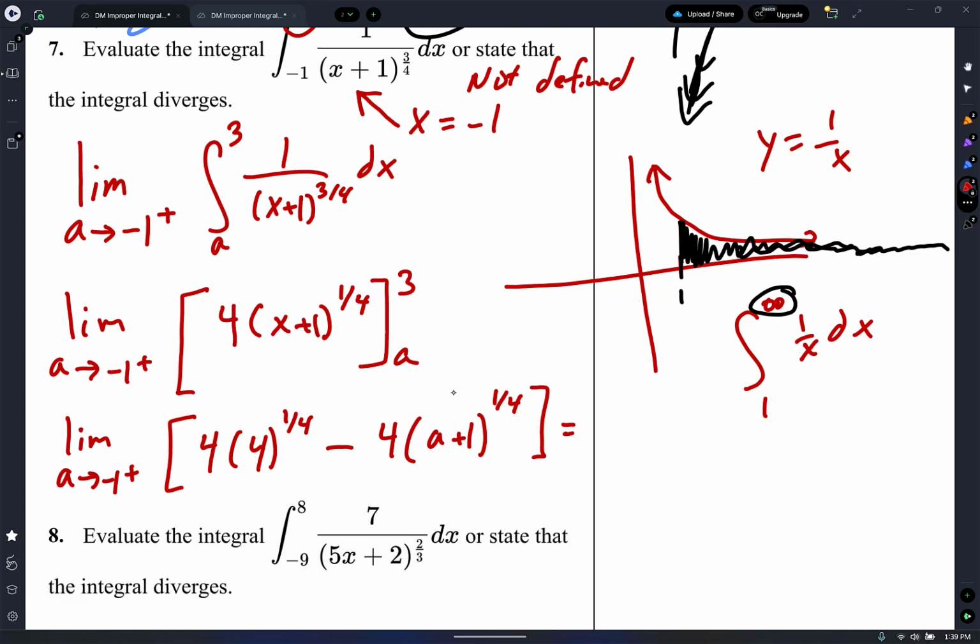Okay. As a approaches -1, I can just do direct substitution now. What's -1 plus 1? 0. 0 to the 1/4 is 0. So this is my answer: 4 times 4 to the 1/4. You can actually combine them together. What's that? 4 to the 5/4.